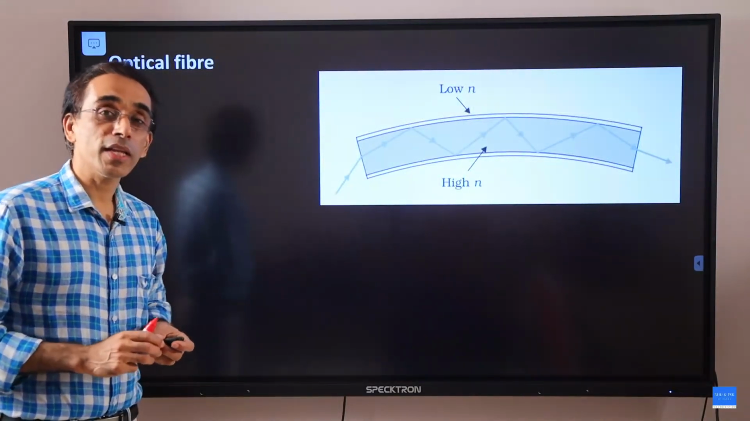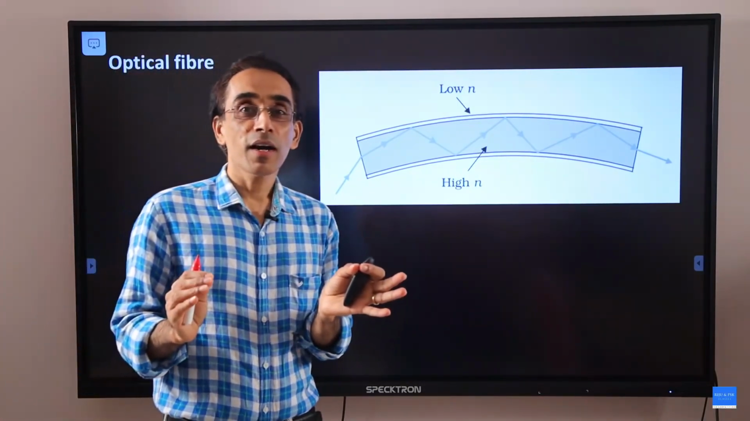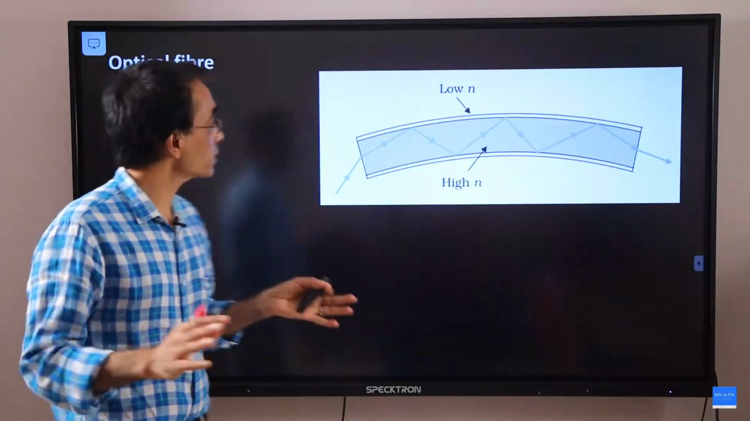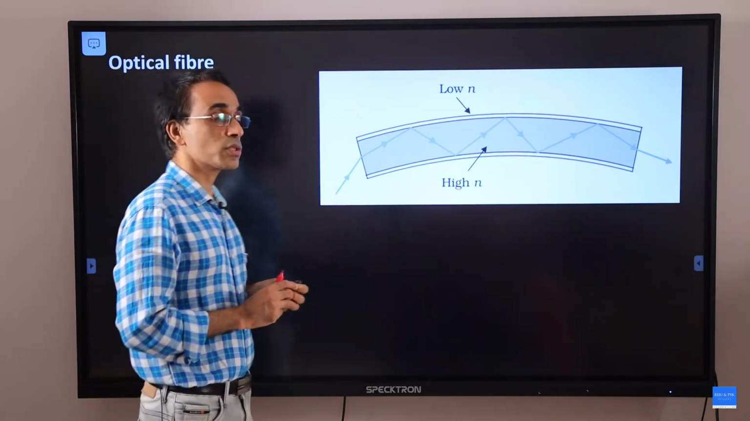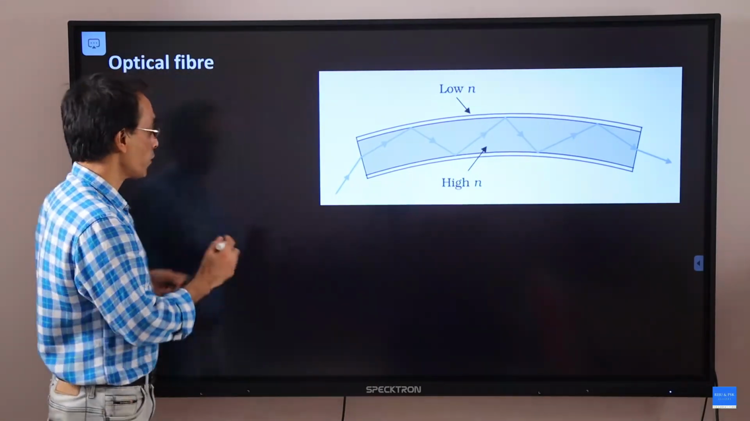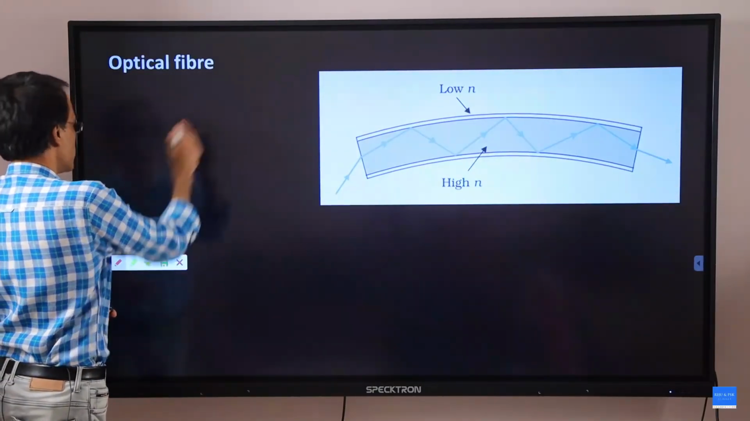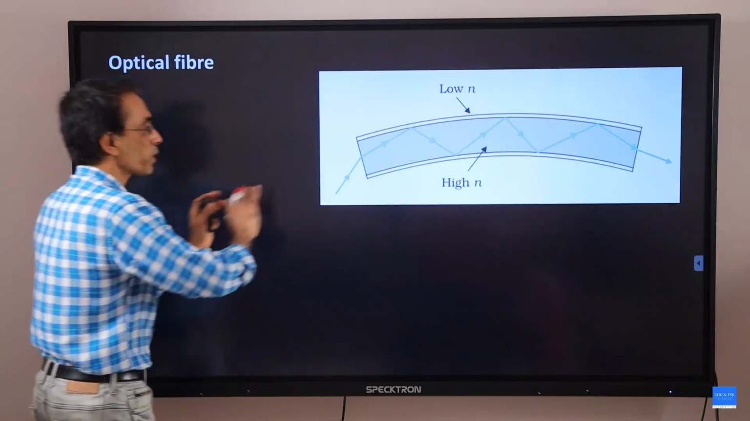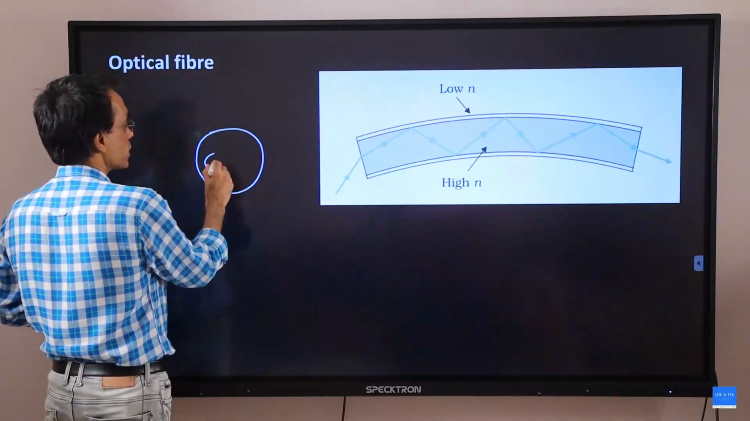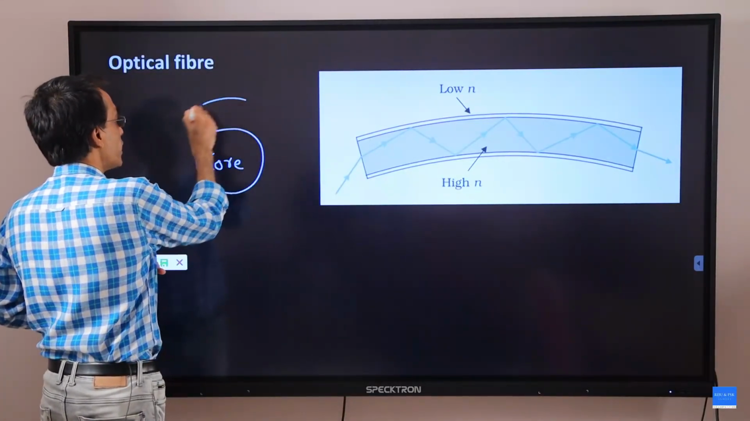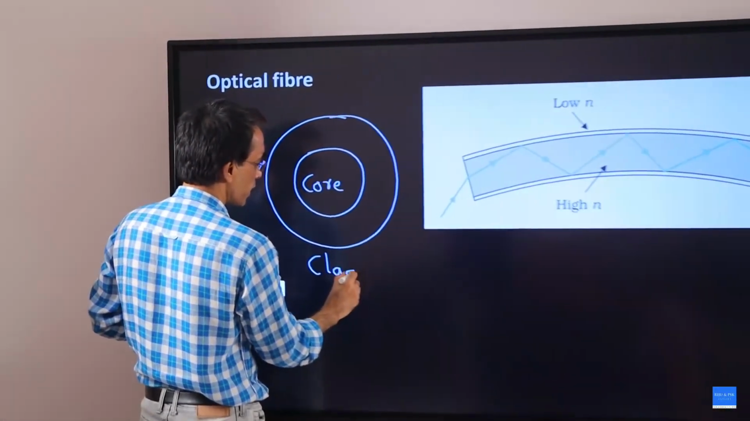Next one, medically very useful, technically very useful for all your internet applications, the future world of computers. Optical fibers are very important. Optical fiber again uses total internal reflection. An optical fiber has got a special structure. If you see from the side, it has got an internal core. This is called the core, and outside there is a cladding. The outer one is known as the cladding.